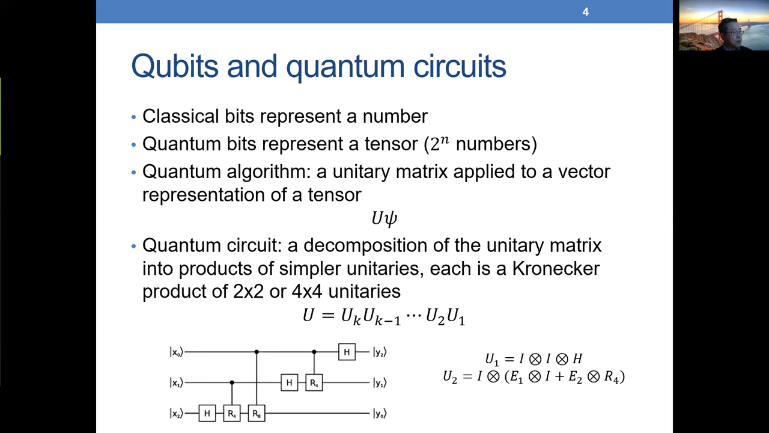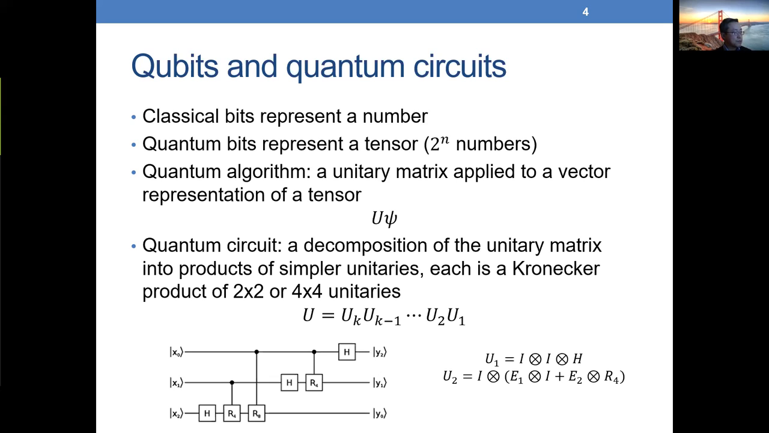And a quantum algorithm is essentially represented by a unitary matrix applied to a vector representation of a tensor. So psi here is a tensor, but you can think of it as a vector with 2 to the n elements. Okay, we're talking about representing that with n qubits. If psi here is represented by qubits, it's essentially a vector with 2 to the n elements. And U here is a 2 to the n by 2 to the n matrix, and it's a unitary matrix. So a quantum algorithm is basically a matrix vector multiplication. Okay. But potentially with a very large matrix.